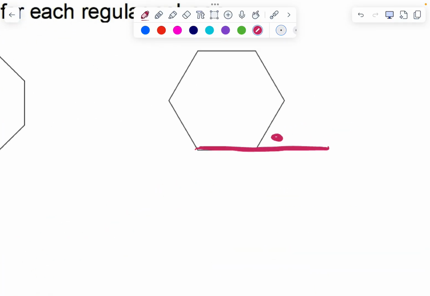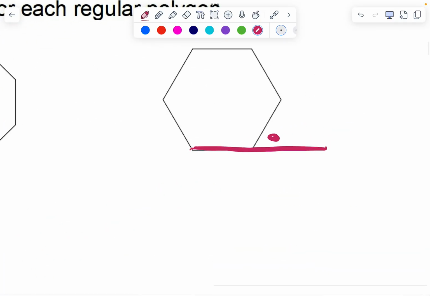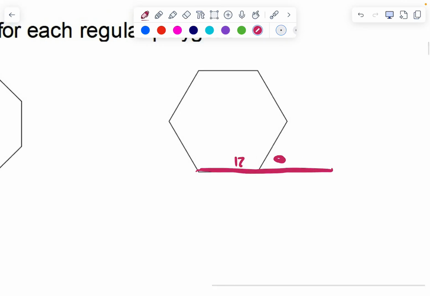And let's just zoom in on this one. This is a hexagon. It is a regular hexagon. So 720 divided by 6. So each of these are 120 degrees. Okay? Everybody follow what I just said? I said it kind of fast.